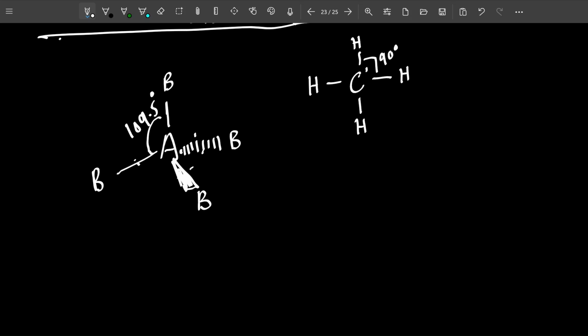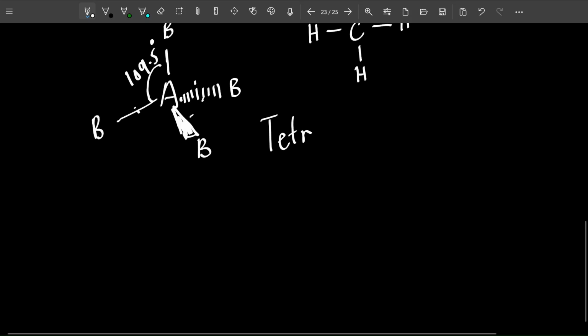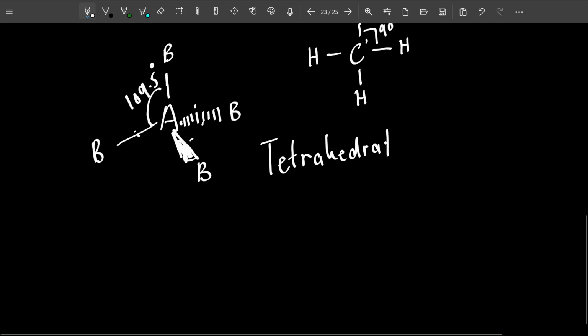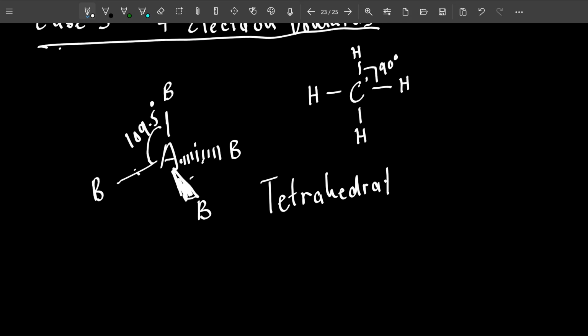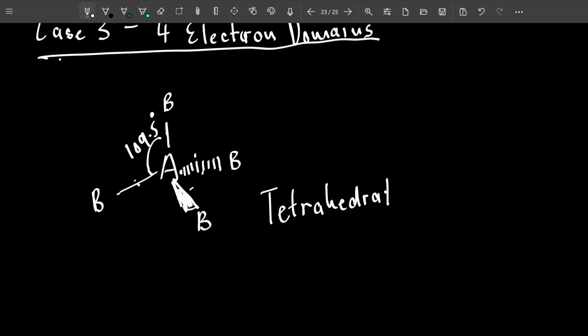Okay, so this is what it is, and we call this tetrahedral. So tetrahedral. So remember that when you have something bonded to 4 different atoms, listen, 4 different atoms, what is the bond angle going to be? 109.5. It has to be 109.5. If it is bonded to 4 different atoms.